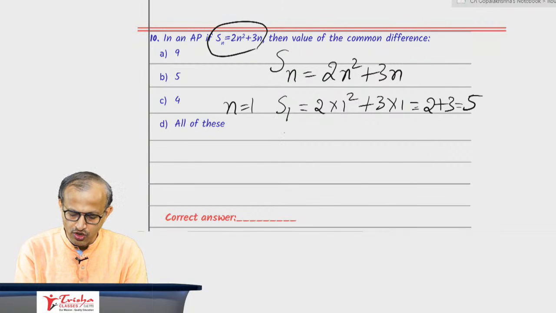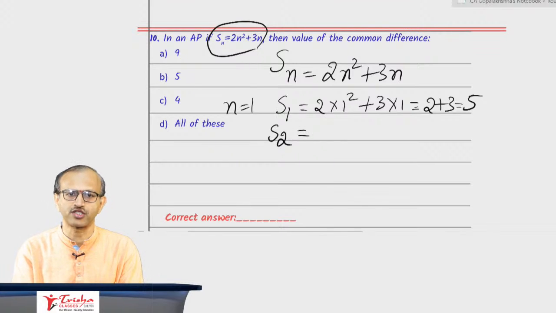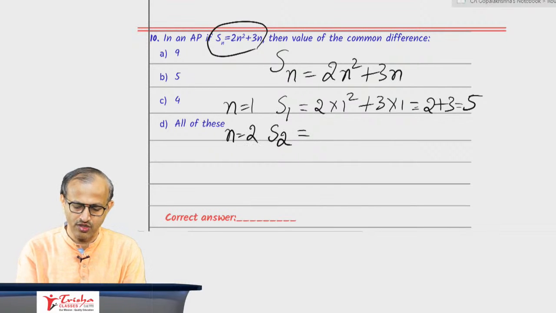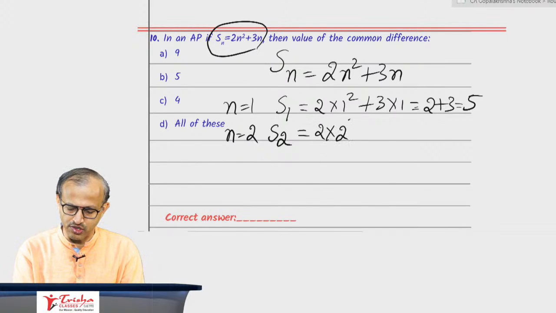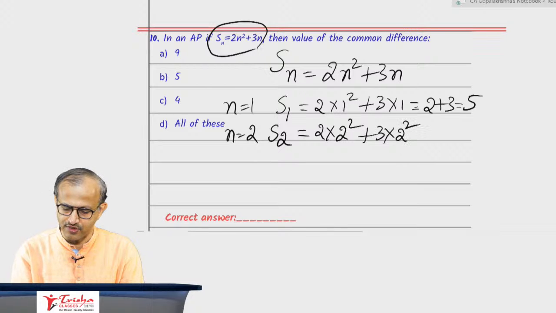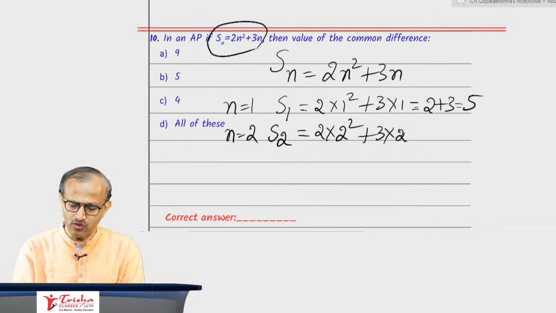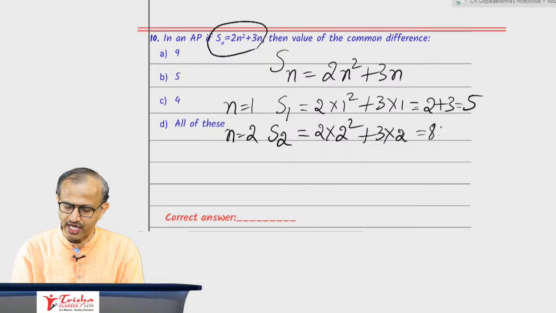Now I will do S2. Work out S2, n is equal to 2. 2 into 2 square plus 3 into 2. So, 8 plus 6. Is it 14? 8 plus 6, 14. Super.